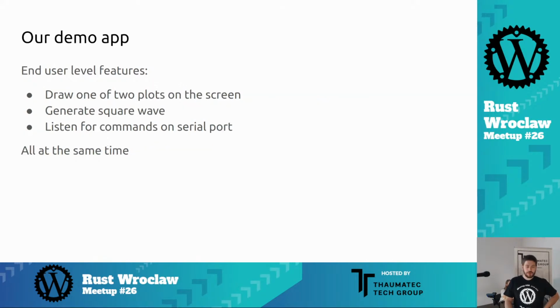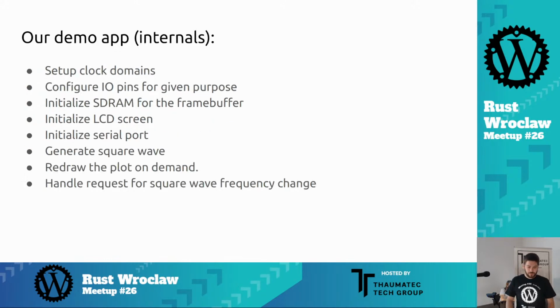Yeah. So let's go to our demonstration application. One thing we want to do is draw one of two plots on the screen, depending on which one we choose at runtime, generate the square wave, and listen for commands on the serial port. We need to do this all simultaneously, or at least make it appear simultaneous, because it is not, in fact. Yeah, so how do we do this?